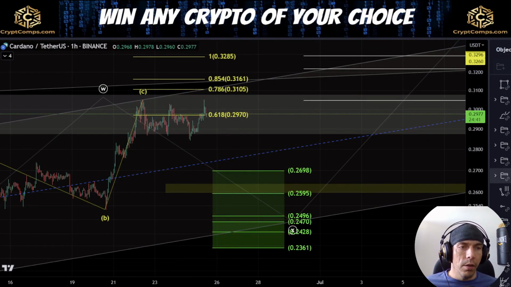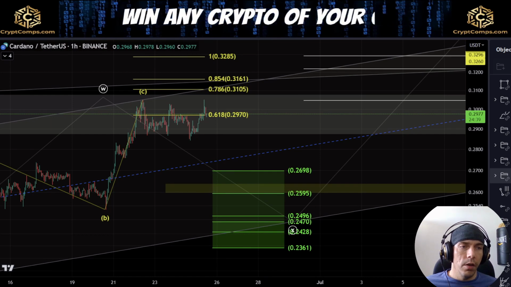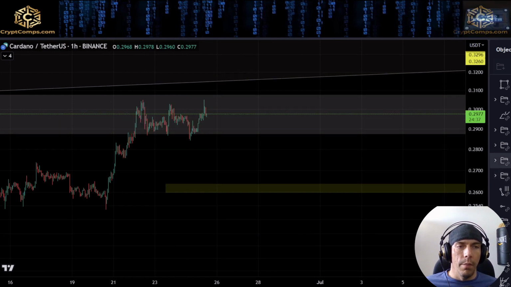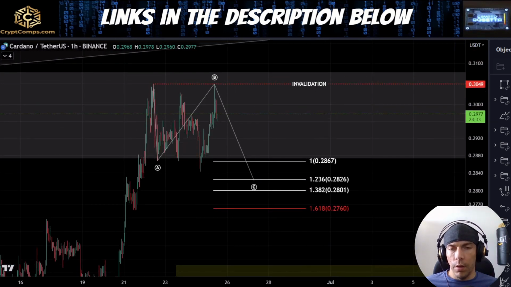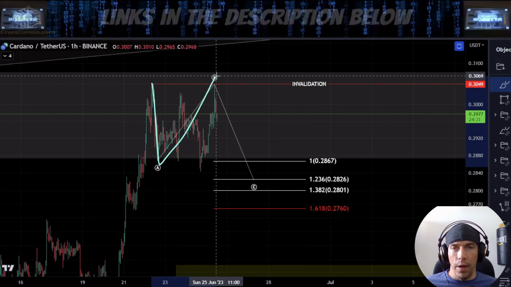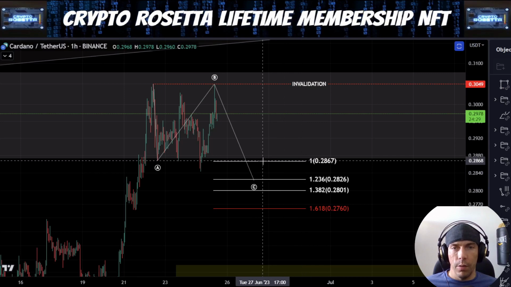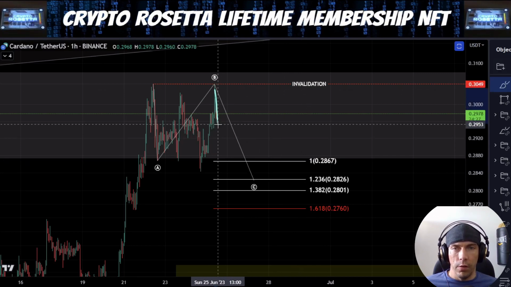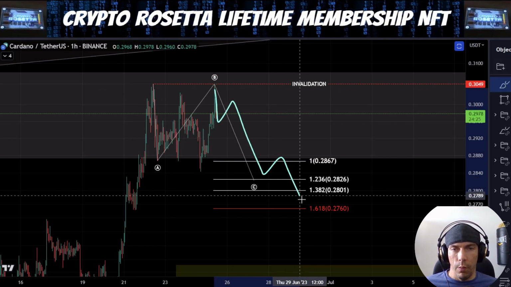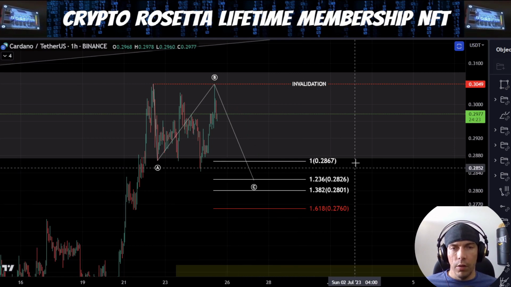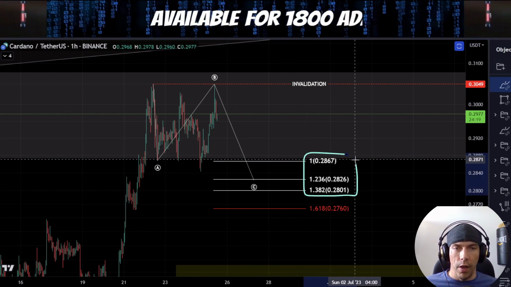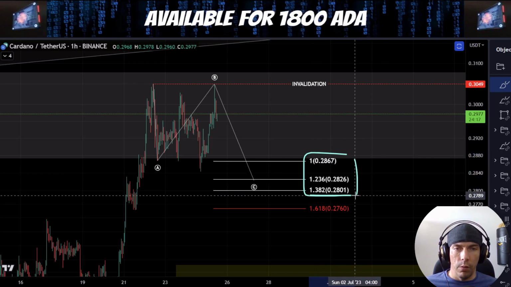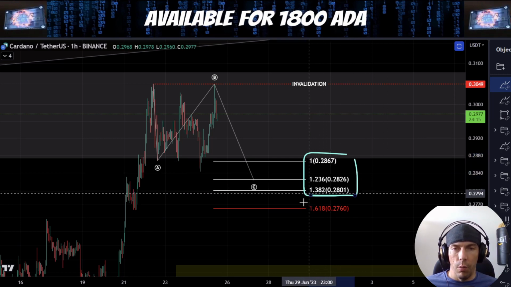If we are looking at that possibility of a breakdown here, what we'd be looking for effectively would be something along these lines. So either we look at this as a B and a C, in which case we could be looking for continuation to the downside. We get 1, 2, 3, 4, 5, something like this, looking to push down into this range of this 1.21, which is sitting at this 28.67, to this 1.382, which is sitting at this 28.01.